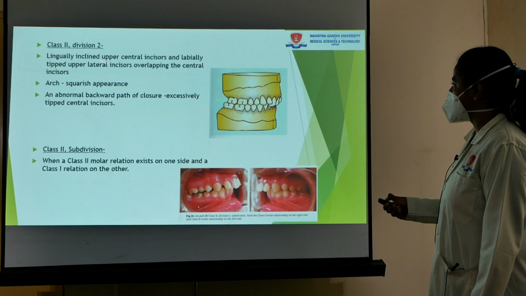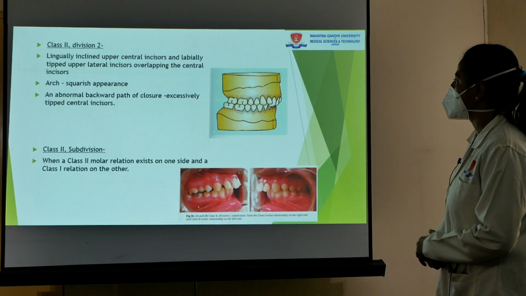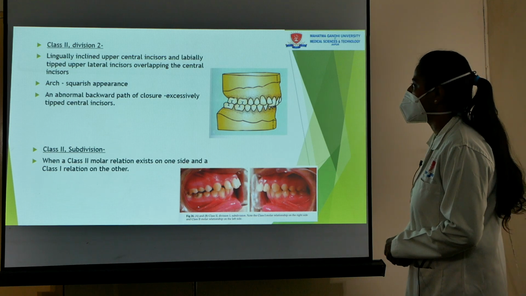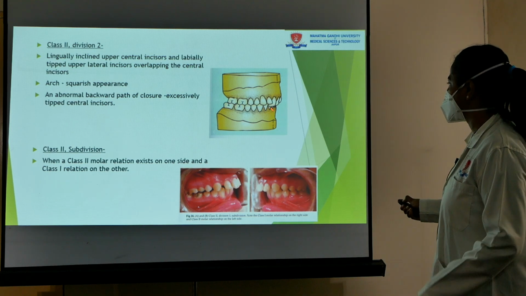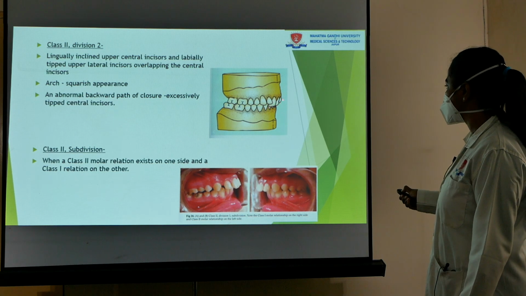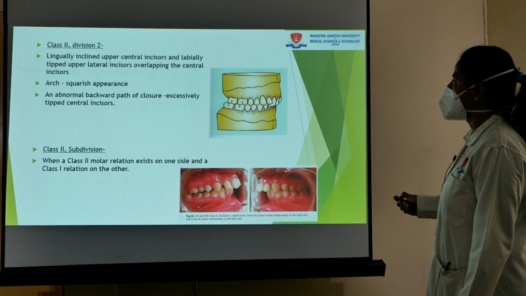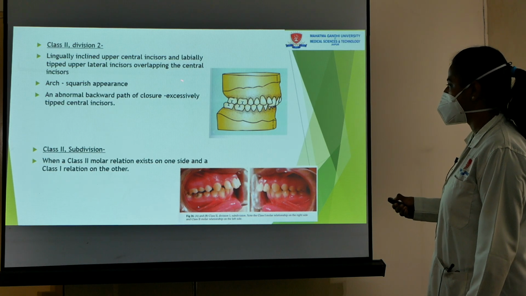Then is the Angle class 2 division 2 malocclusion. Division 2 malocclusion means lingually inclined upper central incisors and labially tipped upper lateral incisors overlapping the central incisors, like this. The central incisors are retroclined but still the lateral incisors are proclined, or the canines are proclined. Then it is called class 2 division 2 malocclusion.